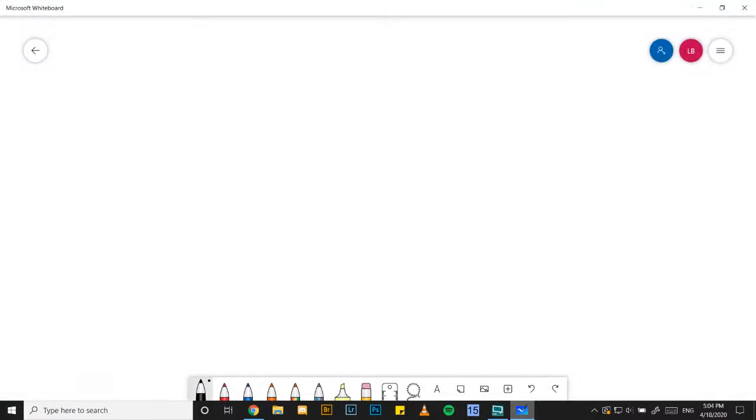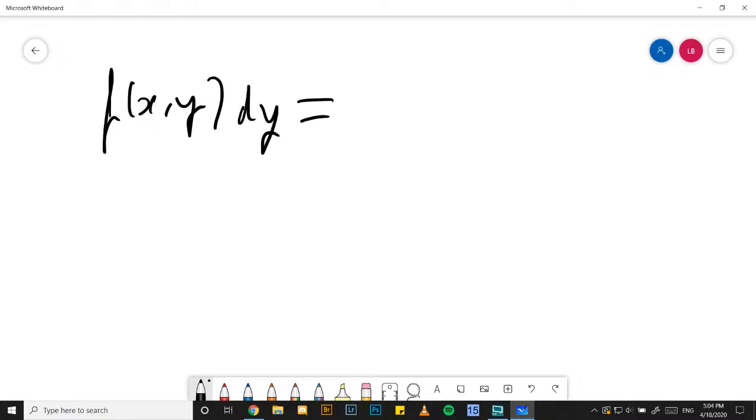Okay, yeah, I remember what the form is. It basically looks like this. You have some function of x and y. So what I mean by f(x, y) is that you have some function which is dependent on both x and y, so it has x's and y's in it. And that is being multiplied by dy. And that's equal to some other function, I'm going to call that function g, of x, y, dx.